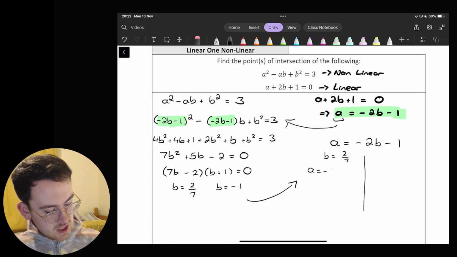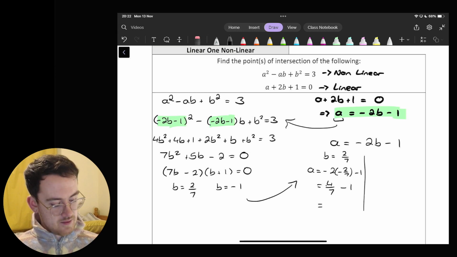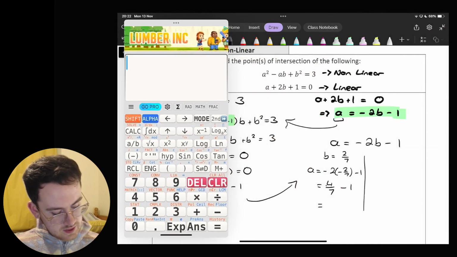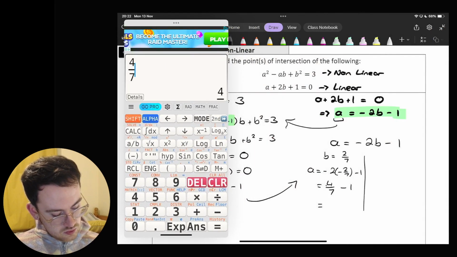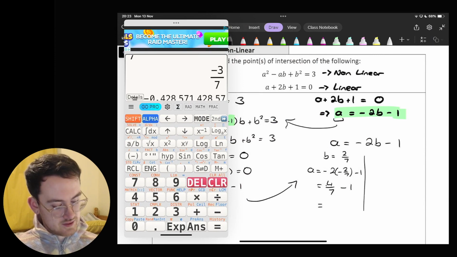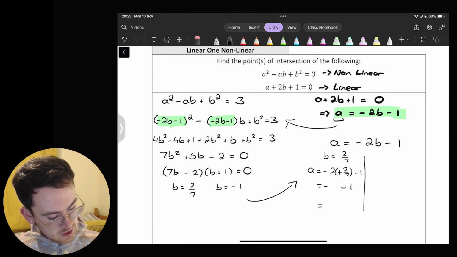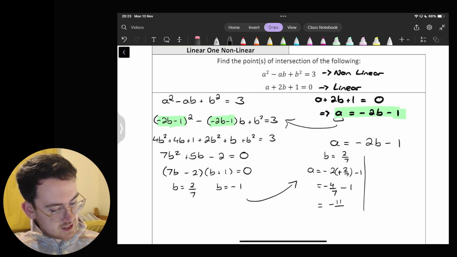That means a is minus 2 times 2 over 7 minus 1, which is of course minus 4 over 7 minus 1, which is going to give me minus 11 over 7. Sorry, I made a mistake there. That should be a plus 2 over 7 in the middle. Yes, that makes more sense. So minus 4 over 7, yes, that makes more sense. Minus 11 over 7.